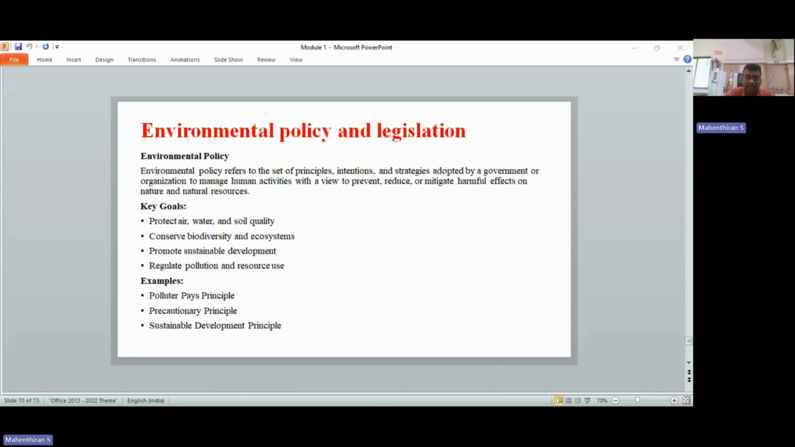It includes the principles. Principles means the core beliefs that guide action, such as nature should be protected for future generations. And intentions, what the government or the organizations or the agencies want to achieve, such as reduce river pollution by 50% in the next 5 years. As well as the strategies, the specific plans and actions to achieve those intentions, such as require all factories to install effluent treatment plants. That is a strategy. So the environmental policy bridges the gap between recognizing an environmental problem and actually solving it.